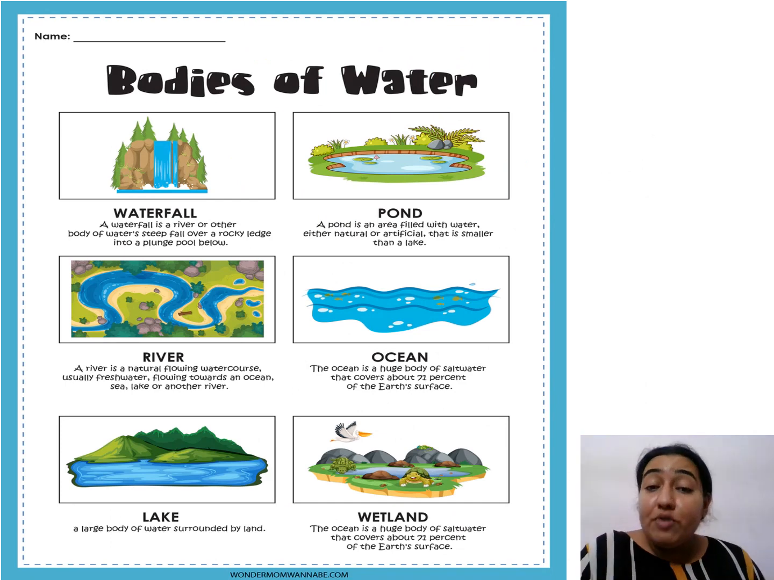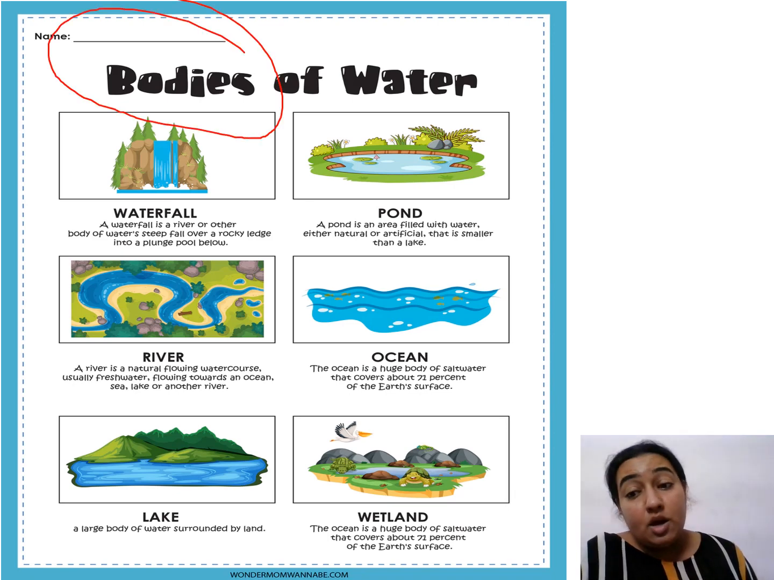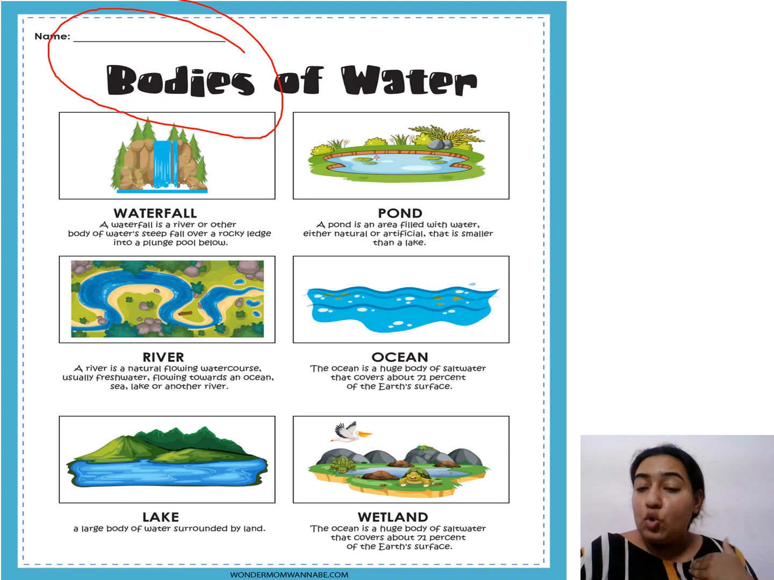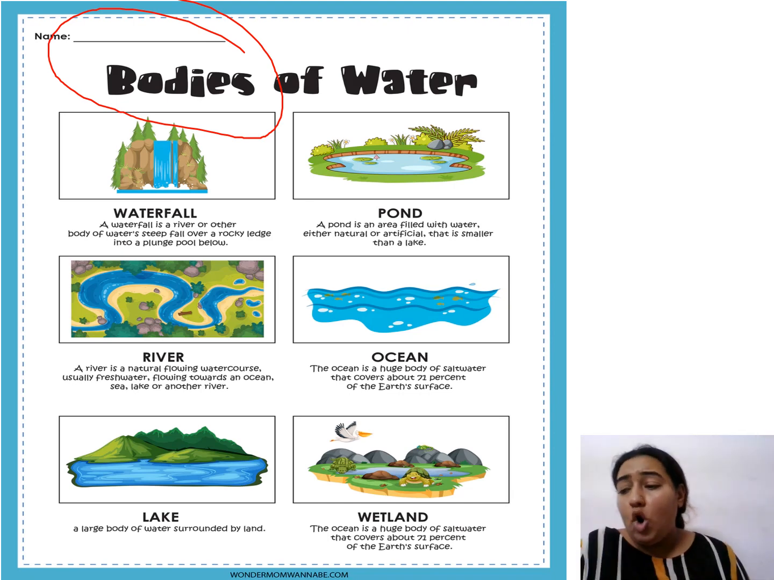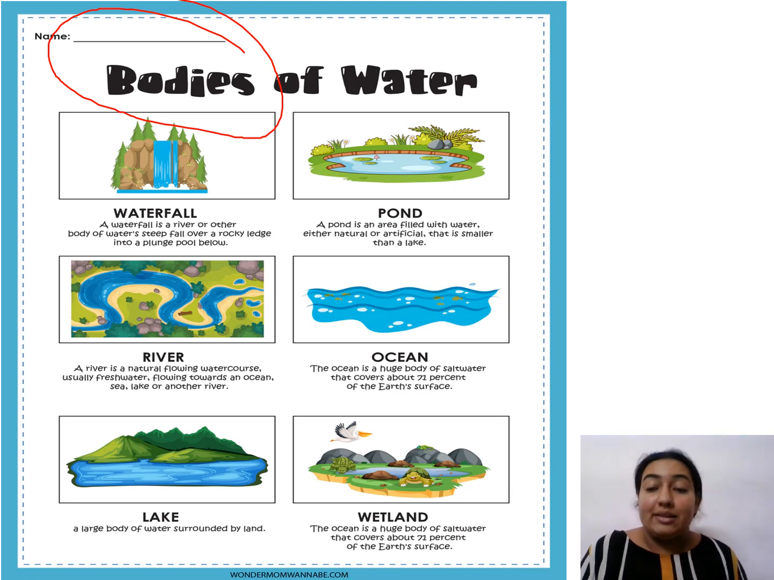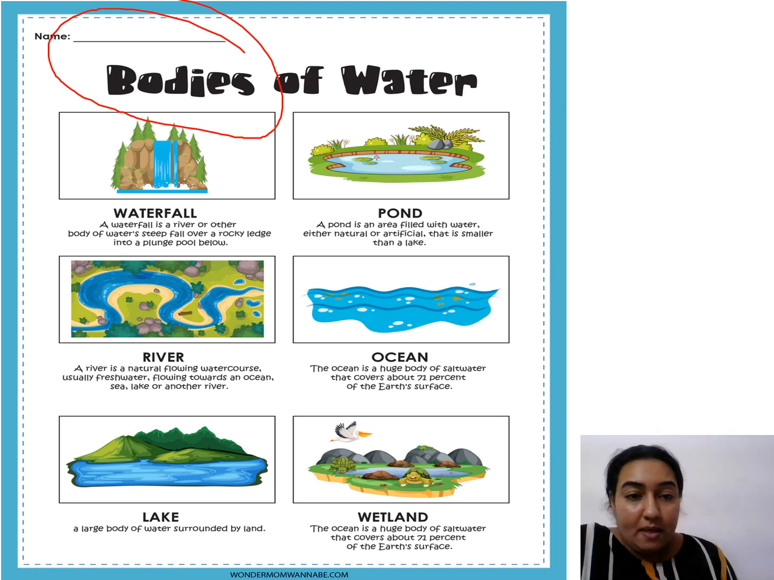So before moving further, I want all of you to look into this chart. Bodies of water. Now we as humans have a body. This is my body, so this is my human body. Similarly, water has also got different bodies. Not one, not two, rather different bodies. Now let's see what the different water bodies are.